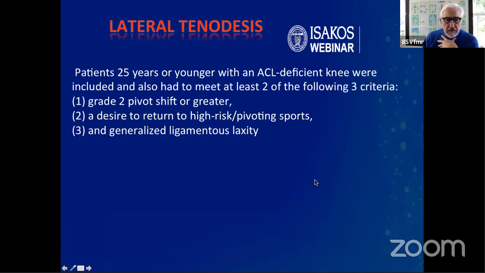So these are the patients that they enrolled in the trial. They really took the high-risk patients. They took patients who are 25 years or younger with an ACL deficient knee, and they also had to meet two of the next three criteria. A grade 2 pivot shift or greater, so a very unstable knee. These guys wanted to go back to sport. Or general ligament laxity. So we know these are the high-risk patients, the ones that we know are not going to do well. And these are the ones that they randomized into some with lateral tenodesis and some without.